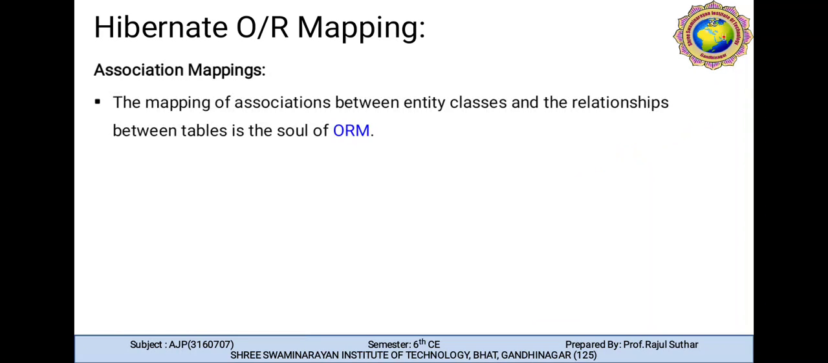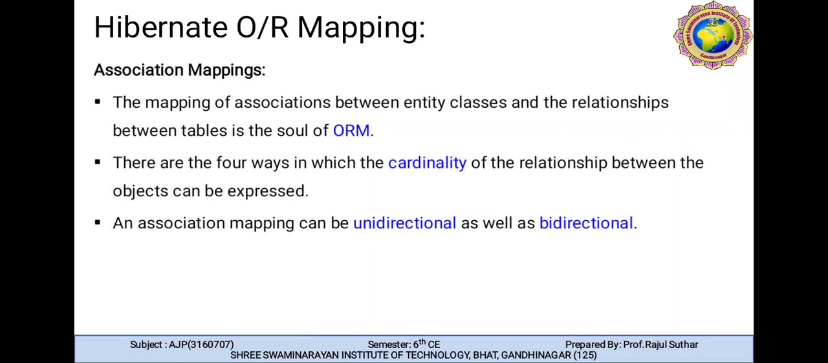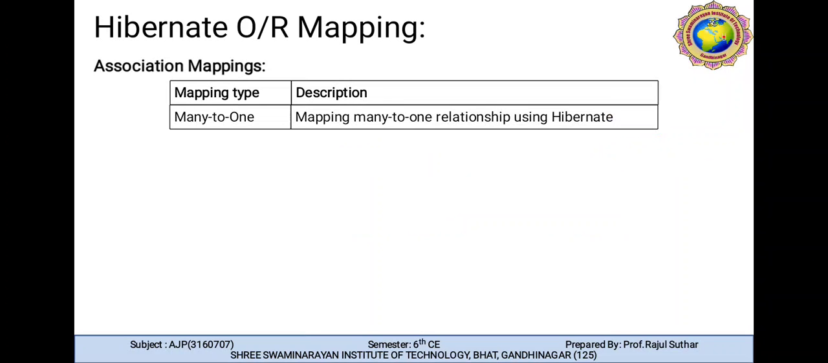Association mapping is the mapping of associations between entity classes and relationships between the tables in ORM. There are four ways in which the cardinality of the relationship between the objects can be expressed. We are all familiar with the cardinalities: one to one, one to many, many to one, and many to many. In the same way here, an association mapping can be unidirectional as well as bidirectional.